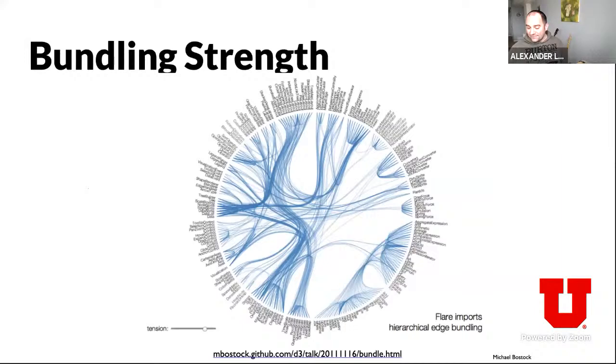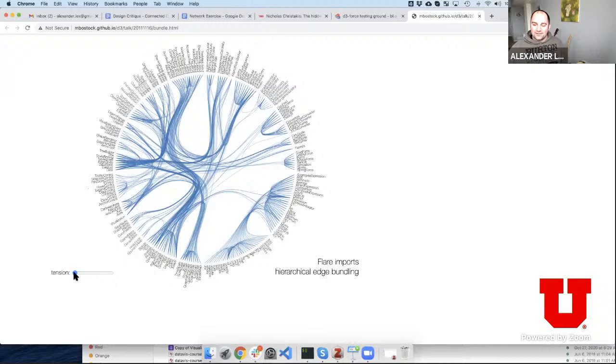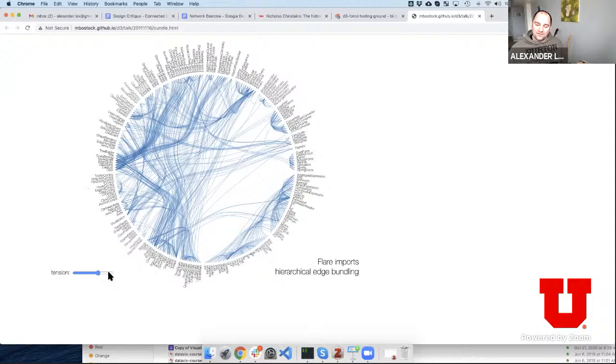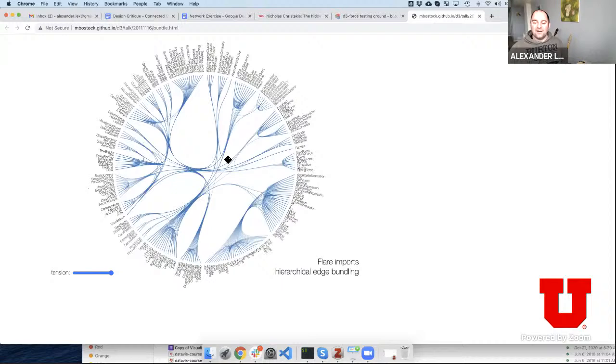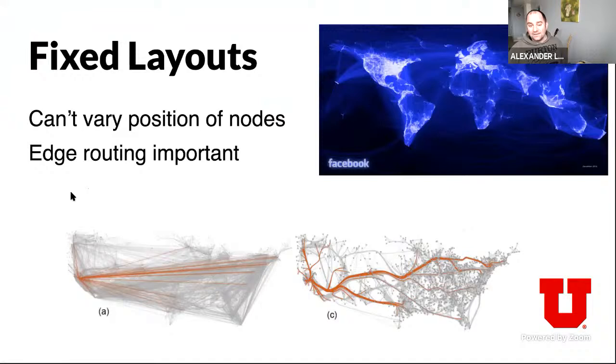This is implemented in D3. We can change the tension here dynamically and see how the bundling strength changes the appearance of that visualization. You can also do this for a fixed layout, not only for tree layouts. The idea here is that this is a map of the United States, could be something like migration or airline connections. We could also bundle these kinds of connections here.